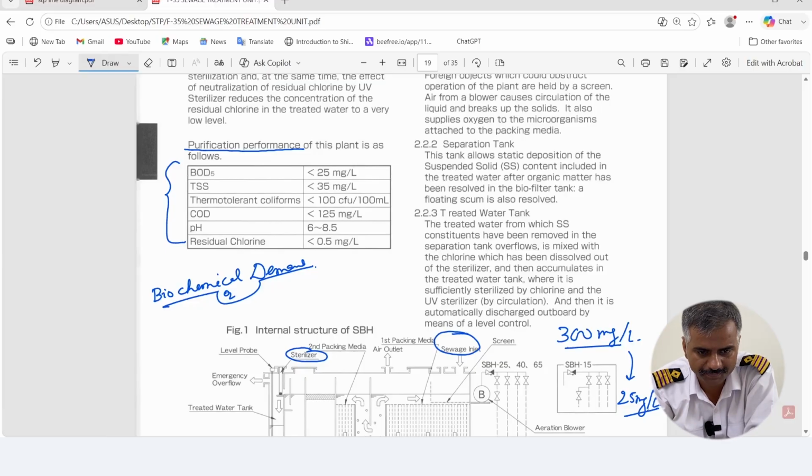That is called BOD. How do you test it? For testing, there is a special BOD kit. You place this water, which is taken as a sample after the treatment chamber.